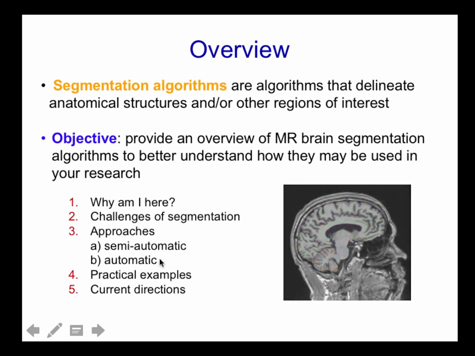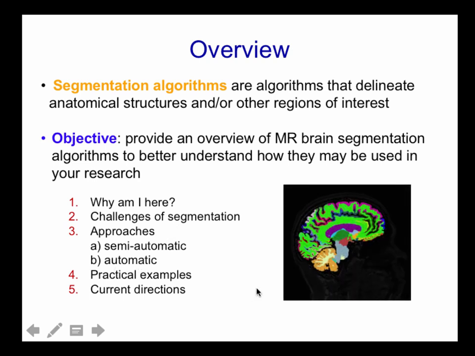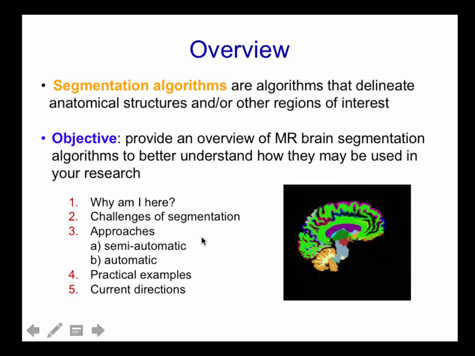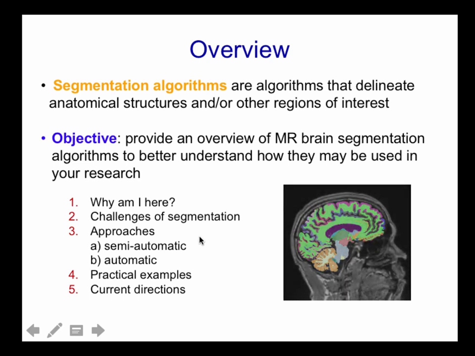So the overall outline is shown here. It's just a rough outline of what I'm going to go through. First, we're going to talk about why you are here. We'll briefly go through the different challenges of segmentation, and then I'll go through really quickly a bunch of different segmentation approaches, both semi-automatic and automatic.